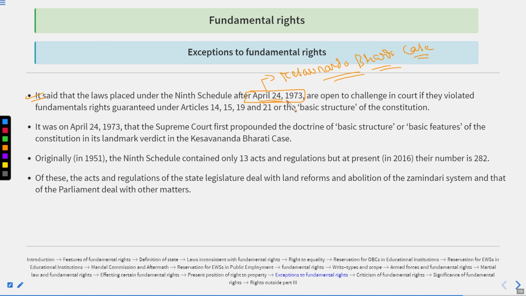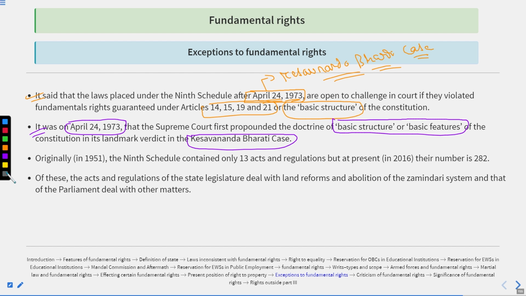the laws which have been included in the 9th Schedule after 24th April 1973 are open to challenge in court if they violate the fundamental rights guaranteed by Articles 14, 15, 19, 21, or the basic structure of the Constitution. It was on 24th April 1973 that the Supreme Court first propounded the doctrine of basic structure, or the basic features of the Constitution, in the Kesavananda Bharati case.